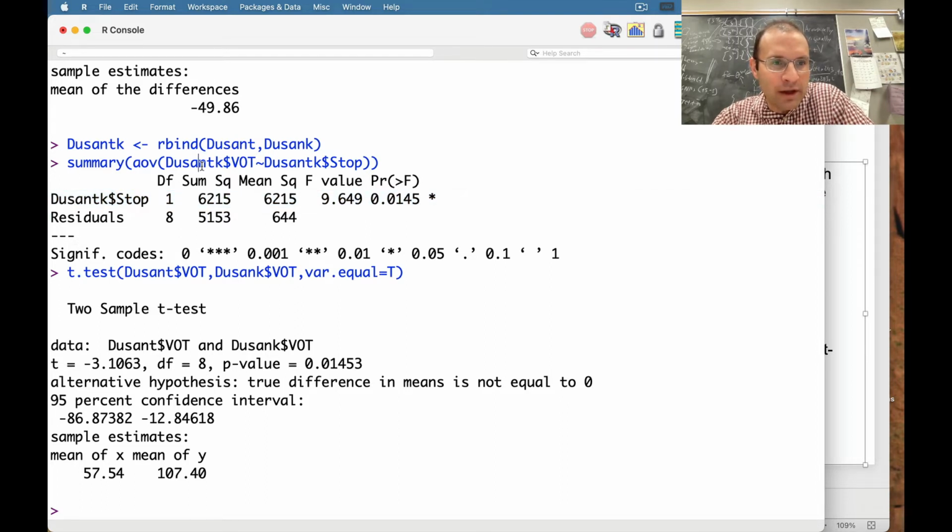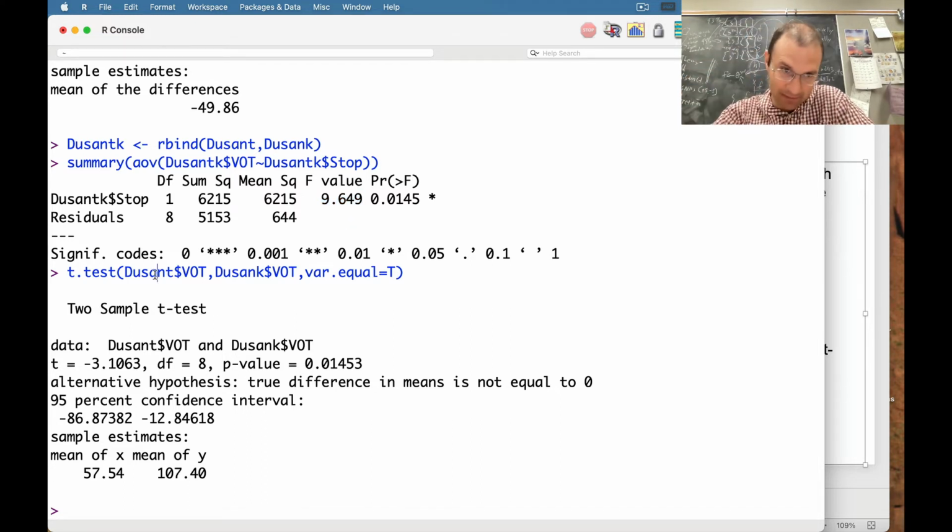here's my one-way ANOVA, and the only data in this data set are from T and K. I'm eliminating the P's. And I'm looking at how VOT depends on stop, and this analysis tells me that there's a significant effect of stop on VOT. The p-value is 0.0145. My F value, or my F ratio, is 9.649.